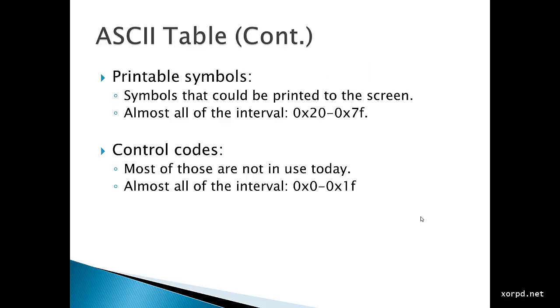The printable symbols. Those are symbols that could be actually printed to the screen. Almost all of the interval 20 to 7F contains printable symbols. The control codes are the first part of the table. Most of those, as we said before, are not in use today. And it consists of almost all of the interval 0 to 1F.